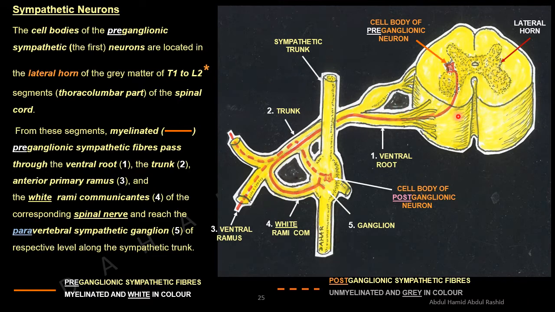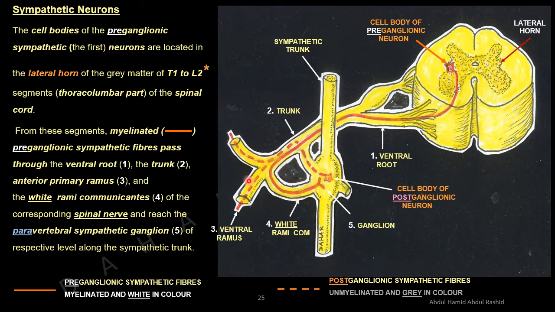From each segment of the spinal cord, a pair of spinal nerves comes out. Each spinal nerve has two roots. This is the ventral root, number 1. This is the dorsal root. These two roots join together and form number 2, the trunk of the spinal nerve. And it splits into number 3, the ventral ramus and dorsal ramus.